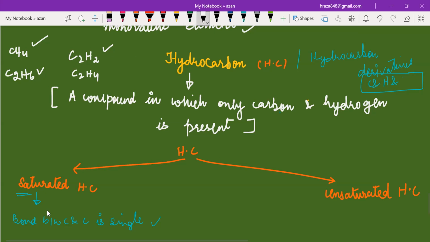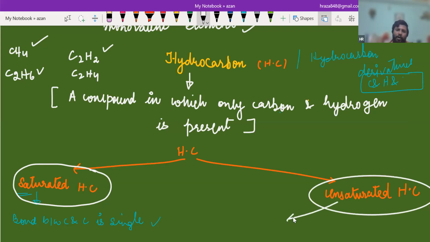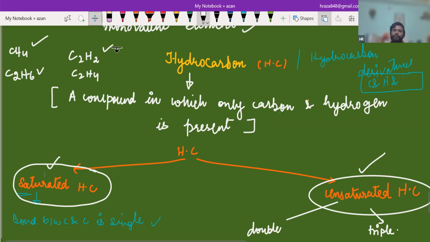Yes, sir. Okay, so come to this point, saturated hydrocarbon means the bond between carbon-carbon is single. Unsaturated hydrocarbon means the bond between carbon-carbon will be either double or triple. So if the bond between carbon-carbon is triple or double, it is unsaturated hydrocarbon, and saturated hydrocarbon is the one which has single bond between carbon. First of all, you are going to write it, then I will explain it in other.